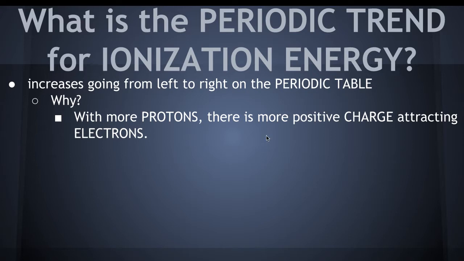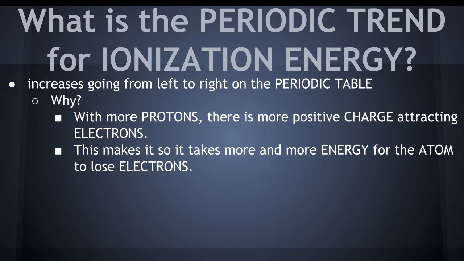With more protons, there's more positive charge attracting the electrons. So that means there's more attraction. The atom is holding onto its electrons a lot as there's more and more protons. Because of that, it takes more and more energy for it to lose those electrons. So as you go from left to right, protons increase and hold those electrons down. You have to add more energy to get those electrons out. So that's going from left to right.